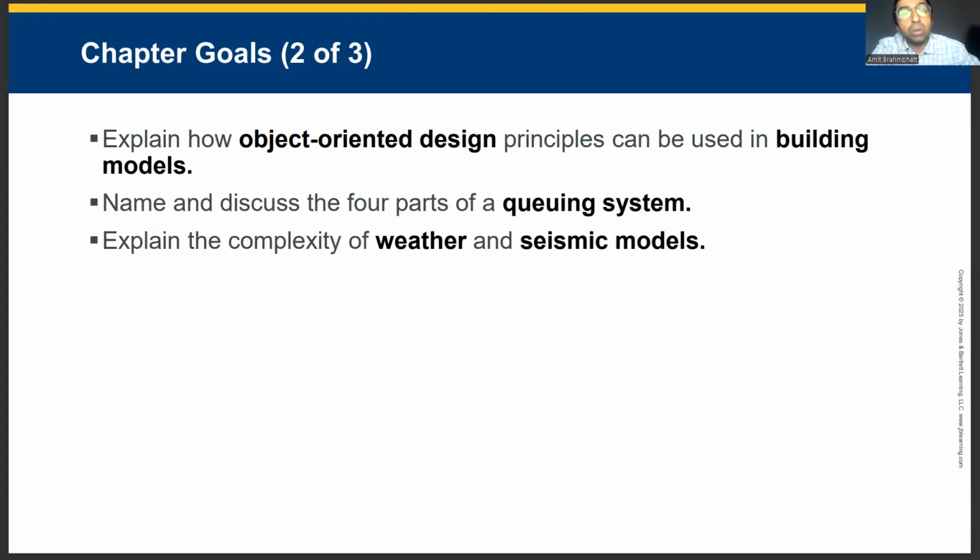We explore how object-oriented design principles help build simulations by allowing real-world objects to be represented as software objects with attributes and behaviors. We'll discuss queuing systems, which you encounter daily, like checkouts, call centers, or car lines. Finally, we'll examine the complexity of weather and seismic models. These systems involve vast variables, chaotic behavior, and extremely detailed mathematics, demonstrating why simulations are essential in scientific research.